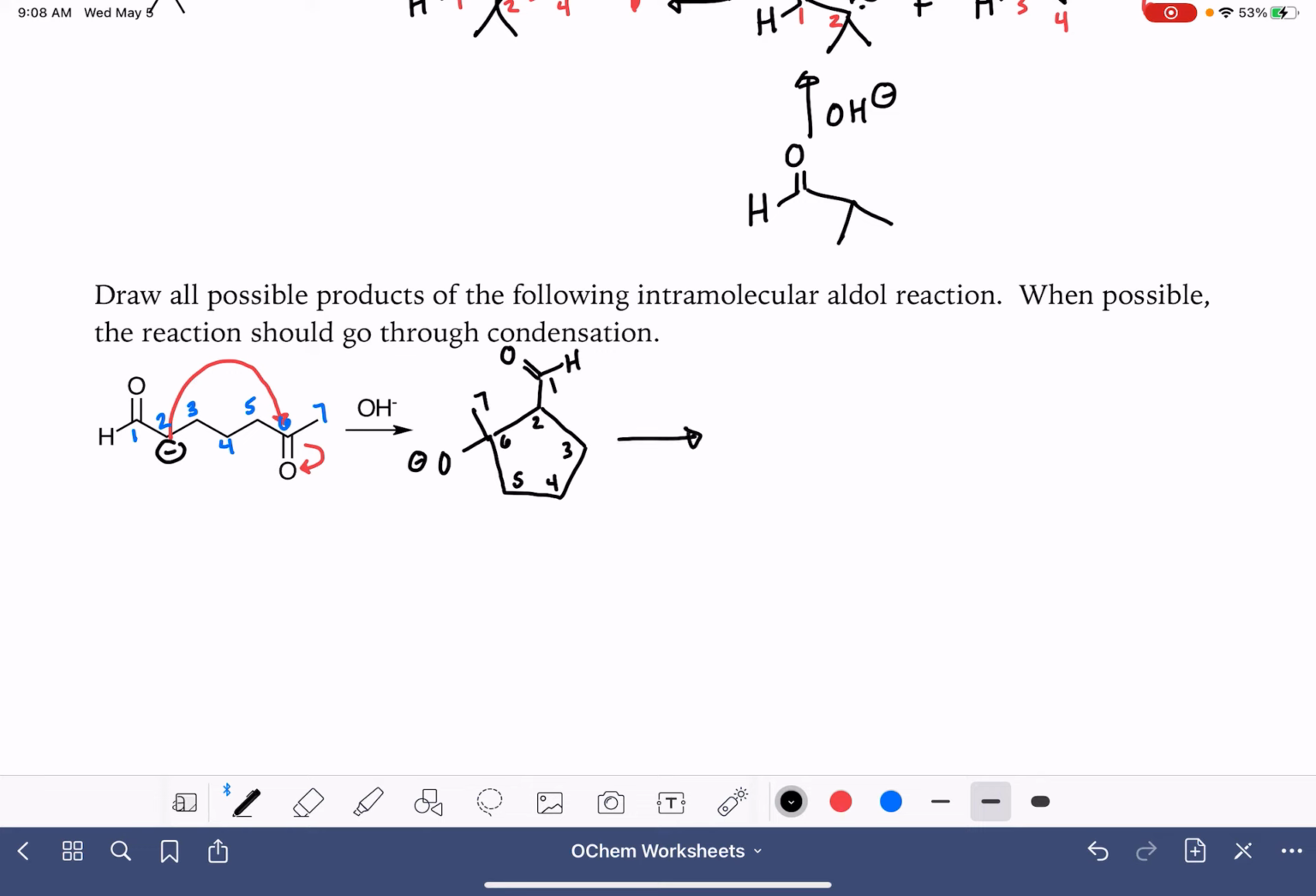What we're going to do next is, first I'm going to protonate that oxygen, and I don't like the way my 7 kind of looks like it's a hydrogen or something. So I'm going to fix that.